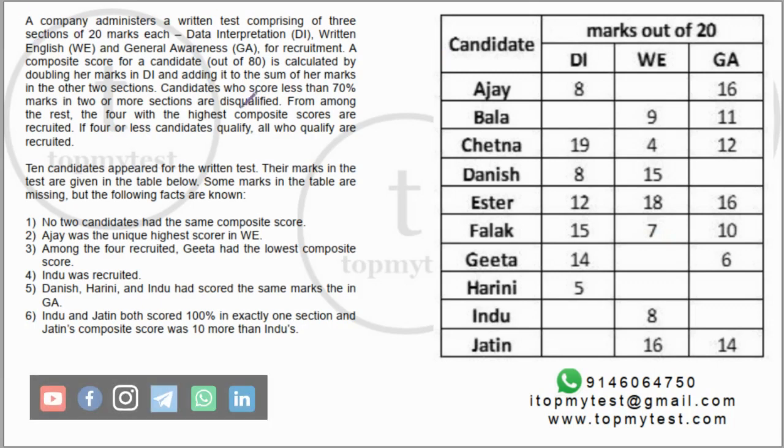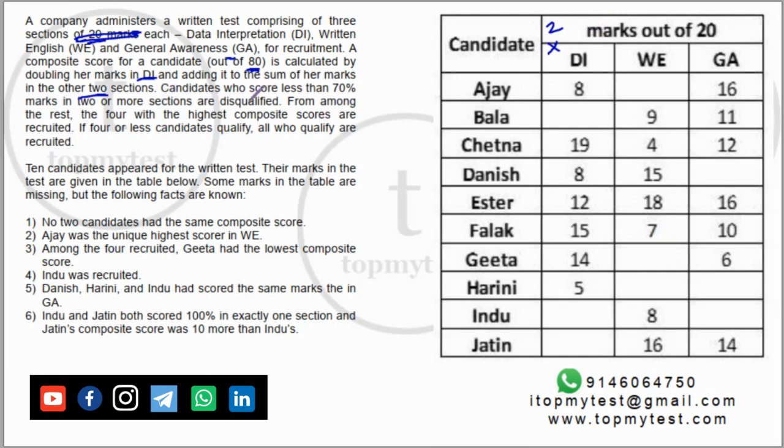Okay, so let's just summarize the data. The company administers a written test consisting of 3 sections of 20 marks each, so all of them are out of 20: DI, written English and general awareness for recruitment. A composite score of candidates is out of 80. But 20, 20, 20 should be 60. How is it 80? Because you have to double the marks in DI and then add it to the sum of the marks in the other 2 sections. So DI is going to be doubled.